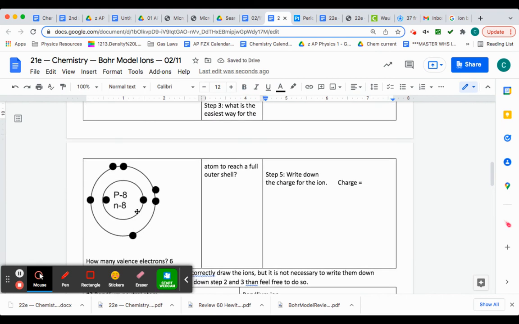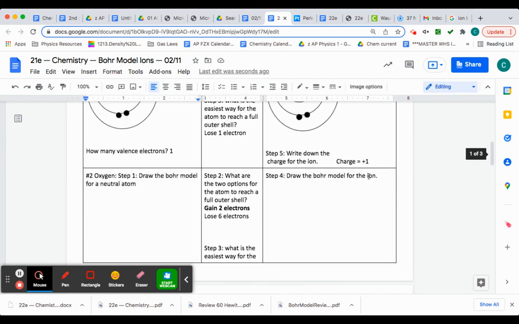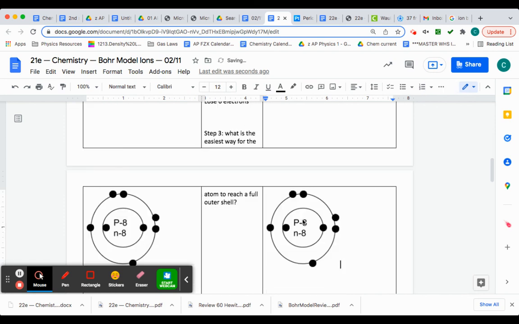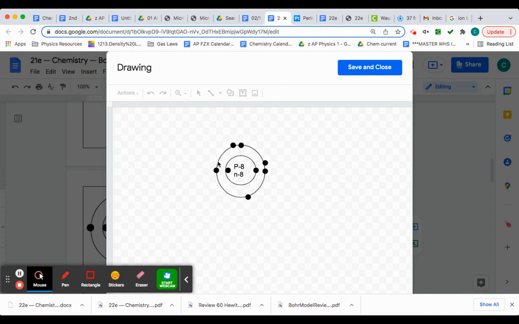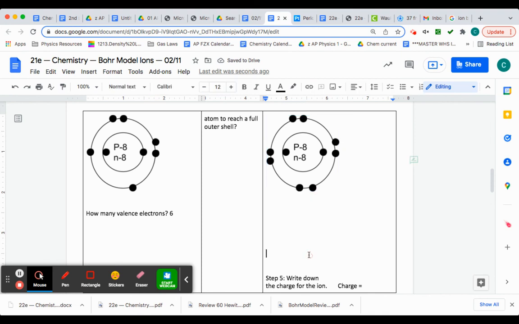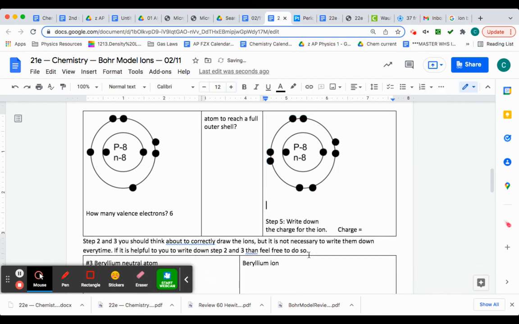So now to draw my Bohr model for the ion, I have this right now. This would be at neutral. However, to get my full outer shell, I will gain 2. There's 1. There's 2. Now my outermost shell is full. I did add 2 electrons, therefore my new charge is going to be -2.